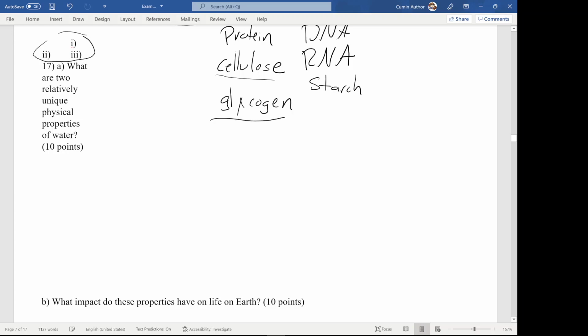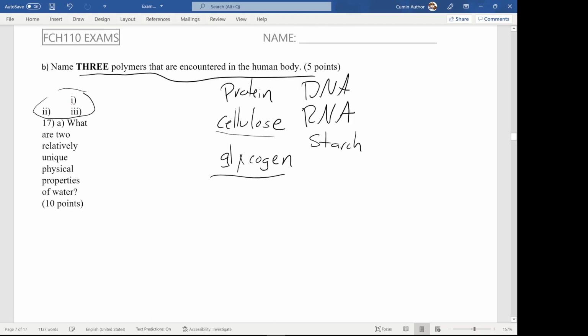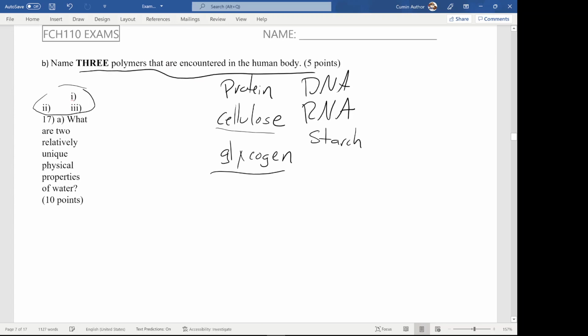And glycogen is a form of sugars bonded together. It's similar to starch, but it's a way that animals will store sugars in their bodies as well. So there's many great answers that you can give for what the polymers that are encountered in the human body are. And you only need 3 of them, but there's a lot of different examples.